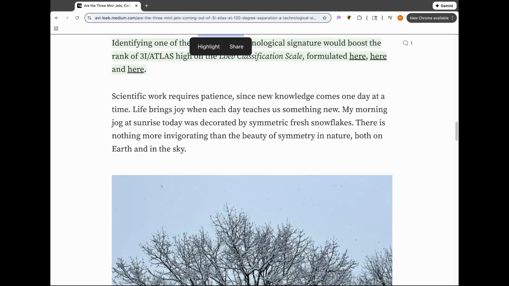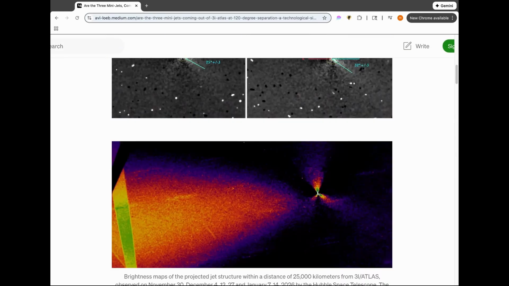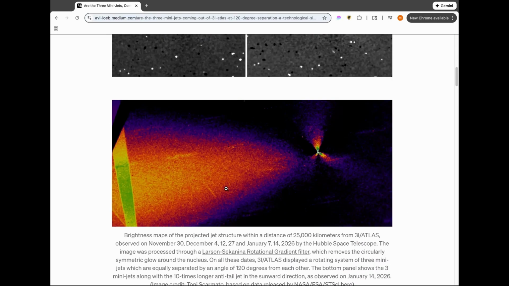Yeah, that's pretty much it. Here's Avi Loeb. Yep, that would be him. And here's that goddamn anti-tail. So the goddamn anti-tail wanted 350. Sorry, let's bring that down.